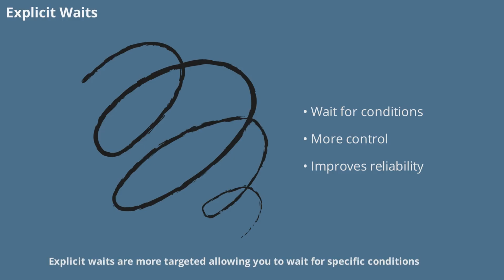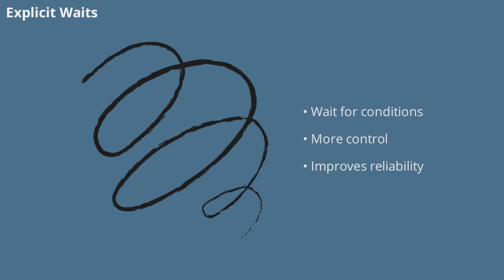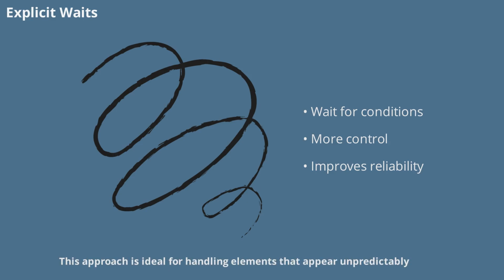Explicit waits are more targeted, allowing you to wait for specific conditions, such as an element becoming visible or clickable. Using WebDriver wait and expected conditions, you can make your tests more robust by waiting only as long as necessary for the right condition. This approach is ideal for handling elements that appear unpredictably.